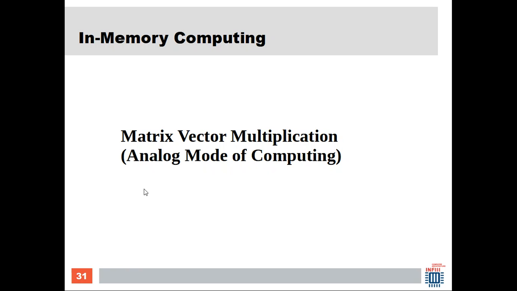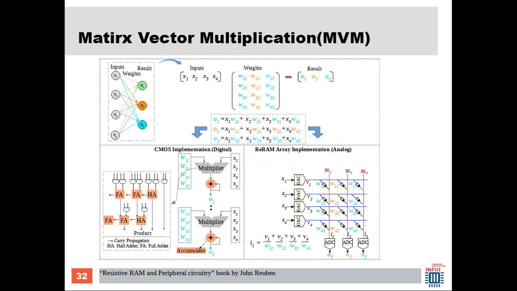And then finally, I discuss matrix vector multiplication, which is again another hot topic in the memory community today, and in the in-memory computing community. So this is an analog mode of computation. It's estimated that 60 to 70 percent of all neural networks have what is called matrix vector multiplication. So this matrix multiplied by this vector, and typically it's done using multipliers. You have the weights multiplied with the inputs, and then you accumulate, so you have a1 as x1 w11 and so on.